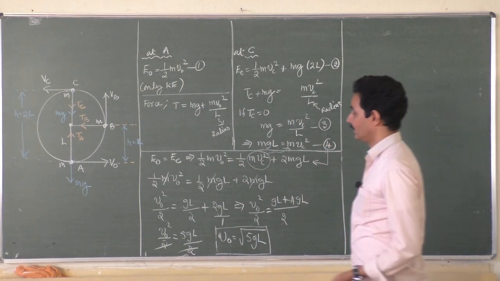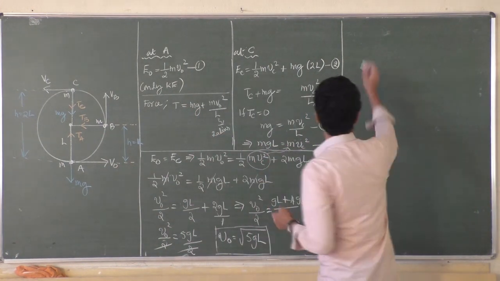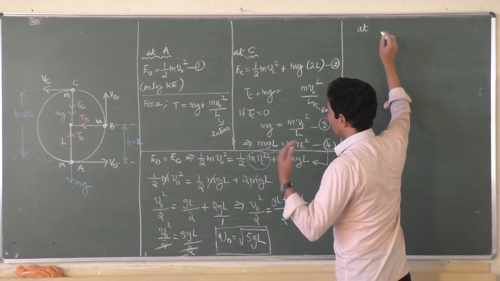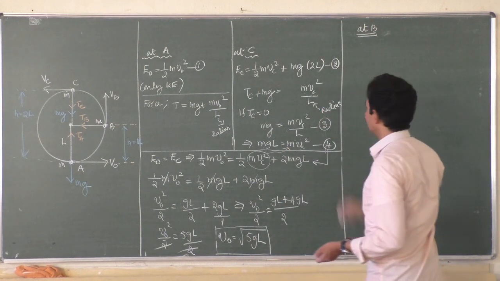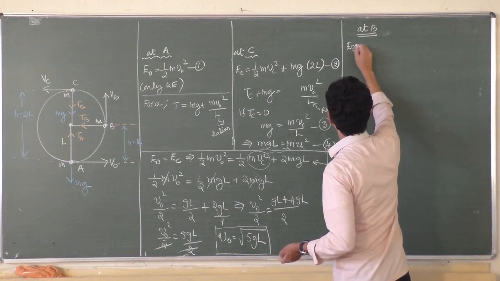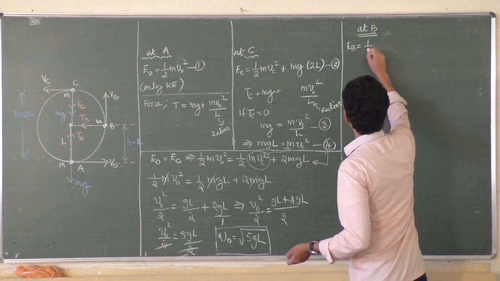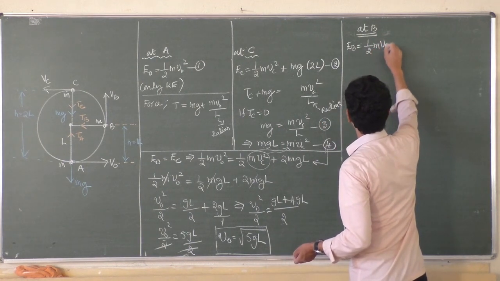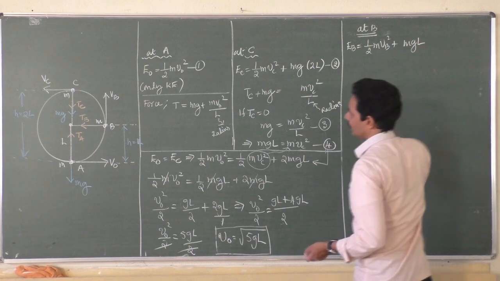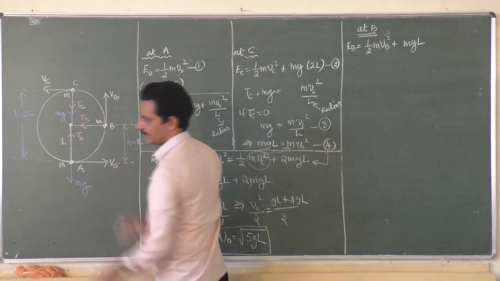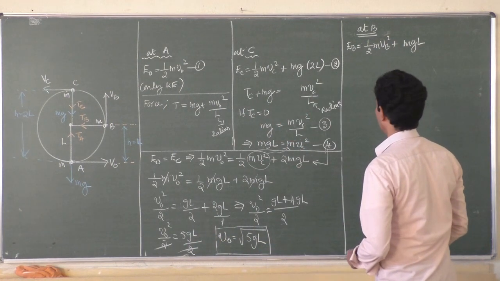Now what is the velocity by the time it reaches B? At B you write the total mechanical energy formula. At B, total mechanical energy is given by EB is equal to, so there will be both kinetic as well as potential. Kinetic is half mVb square plus potential is mgh, mgL only, because the height by the time it reaches here is L. So mgL plus half mVb square.